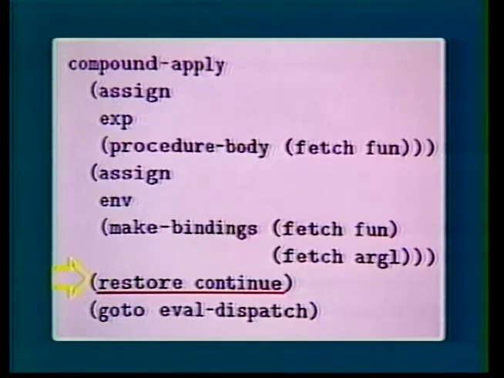If I wanted to build a non-tail recursive evaluator for some strange reason, all I would need to do is, instead of restoring continue at this point, I'd set up a label down here called where to come back after you finished applying the procedure. I'd set continue to that, I'd go to eval dispatch, and then eval dispatch would come back here. At that point, I would restore continue and go to the original one. So here, the only consequence of that would be to make it non-tail recursive. It would give you exactly the same answers, except if you did that, iterative factorial and all those iterative procedures would execute recursively.